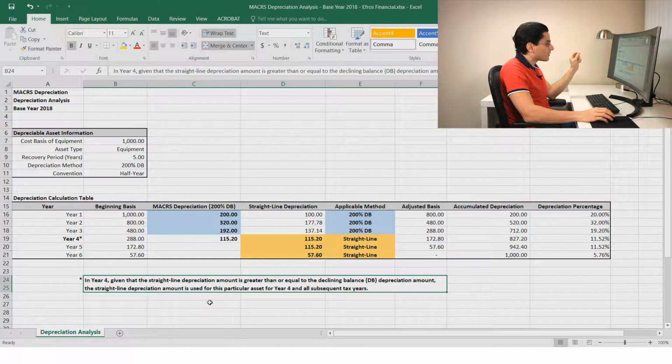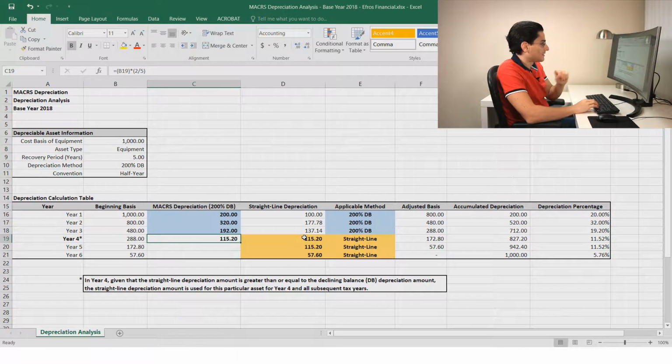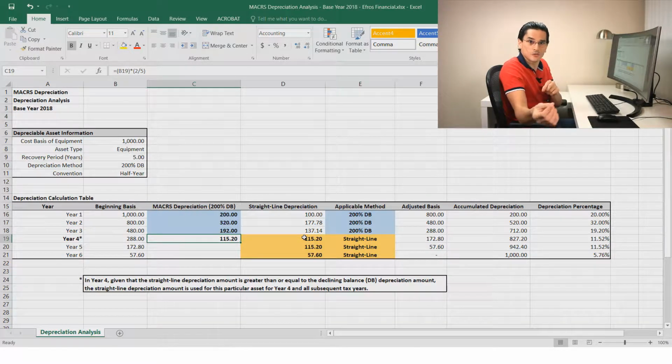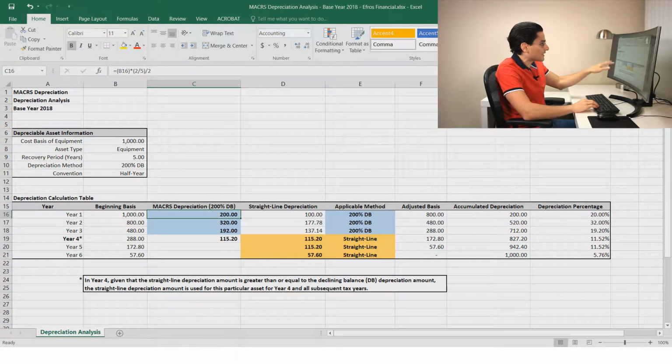And this is why I wrote a note down here. It says in year 4, given that the straight line depreciation amount is greater than or equal to the declining balance depreciation amount, the straight line depreciation is then used for that tax year and all tax years moving forward for that asset. We're going to touch base on that in a little bit. Just keep that in mind. So you're going to see that comparison happening right here on the spreadsheet.